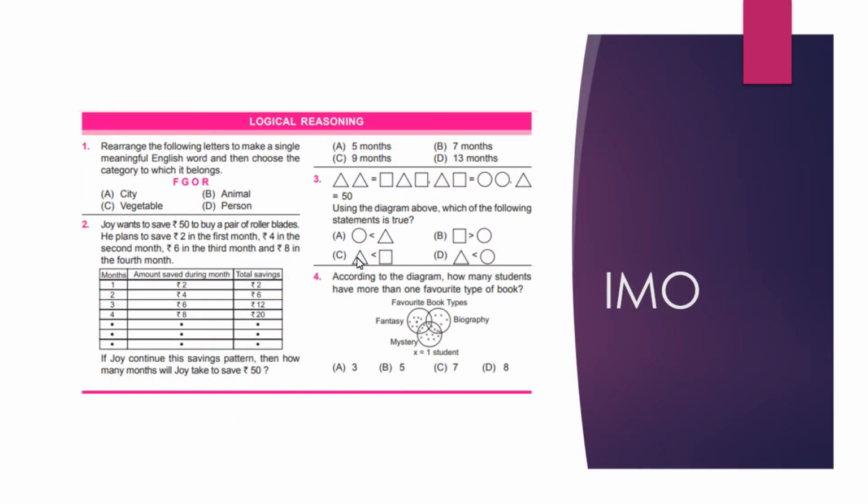Next we'll come to IMO. This thing we had discussed in the last class. You might know this. Rearrange the following letters to make a meaningful English word and then choose the category to which it belongs. So frog. Frog is an animal. B is the answer.